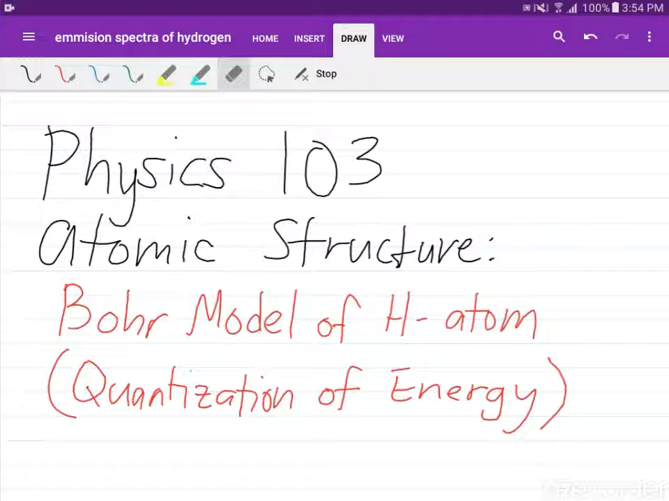Hello everyone, this is Physics 103. This lesson is on atomic structure. So this is a continuation of Bohr's model of the hydrogen atom, and we will be discussing how the energy is quantized inside the hydrogen atom.